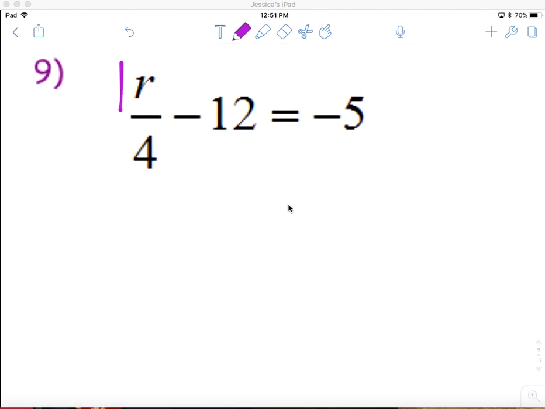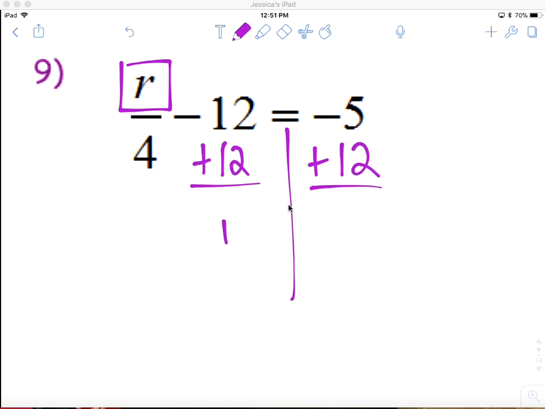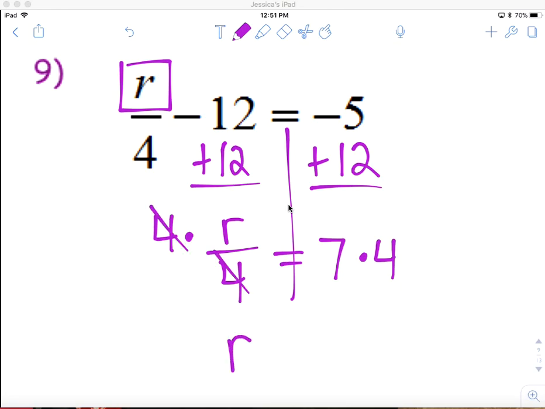On number 9, you're trying to get r by itself. Your first step is to add 12 on both sides, and then r divided by 4 is going to equal 7, because negative 5 plus 12 is positive 7. Now I need to get rid of the over 4, so the opposite of dividing by 4 is to multiply both sides by 4. When you do that, the 4's cancel on the left, leaving you with r, and on the right, 7 times 4 is 28.